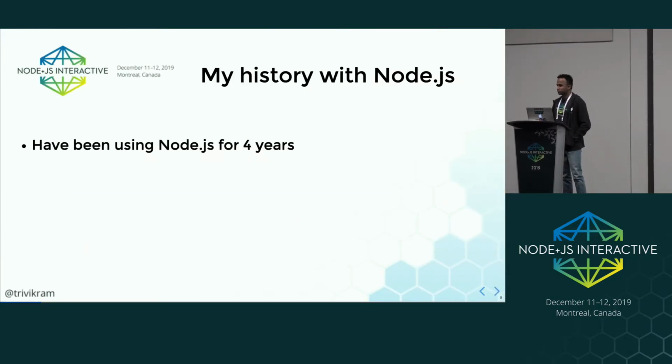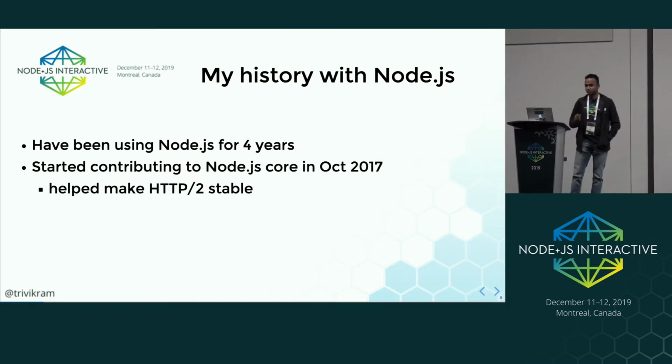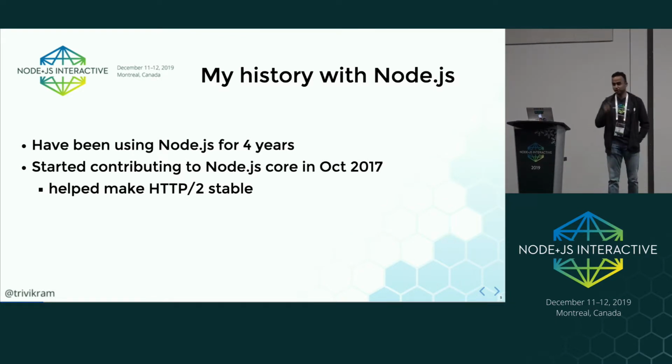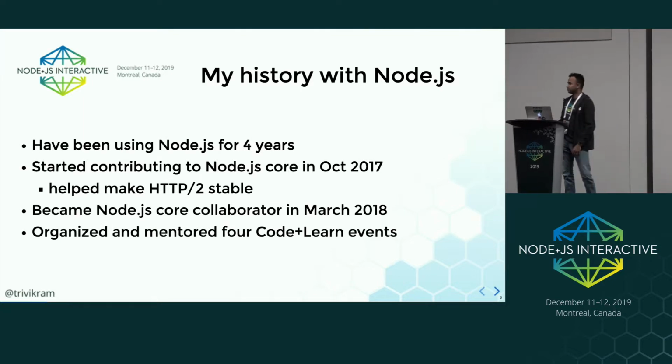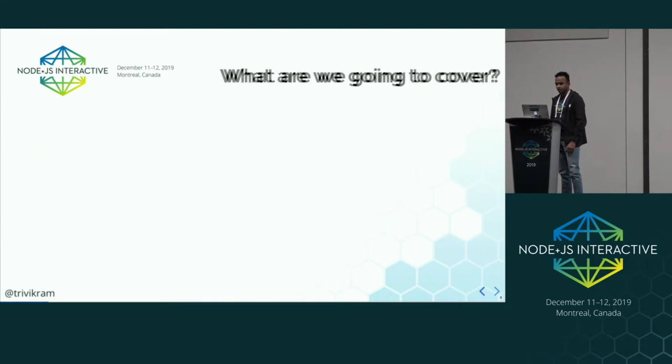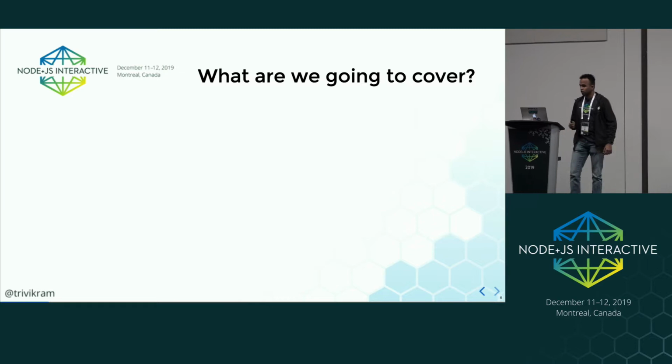So what's my history with Node.js? I've been using Node.js for 4 years now. I started contributing to Node.js core in October 2017. Helped make HTTP2 stable. I wrote unit tests and fixed some bugs. You can do the same with HTTP3. We'll cover that. I became Node.js core collaborator in March 2018, and I organized and mentored 4 code and learn events.